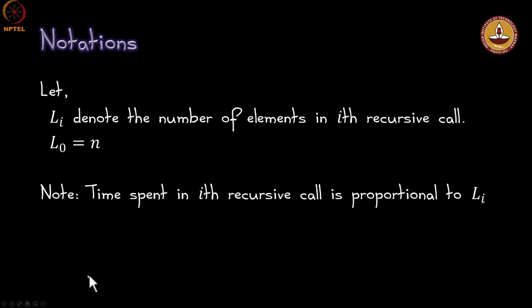Notice that the time spent in the ith recursive call is proportional to Li. We might do other things, but essentially what we do in the ith recursive call is we sweep through the list of elements that we are focusing on and try to understand which ones are less than the pivot element and which ones are greater than the pivot element. So it requires that one sweep, and therefore the time spent in the ith recursive call is proportional to the size of the subarray that is focused on.